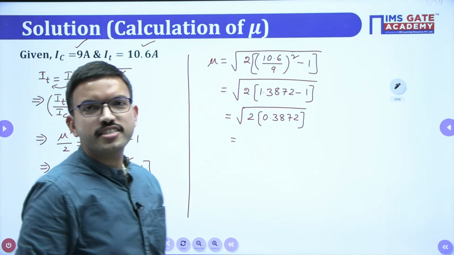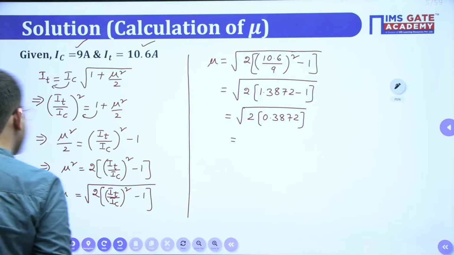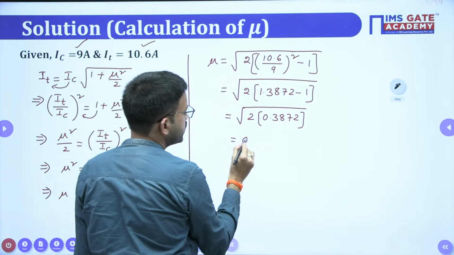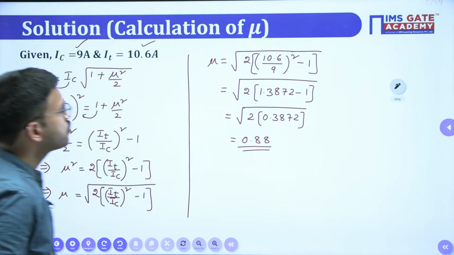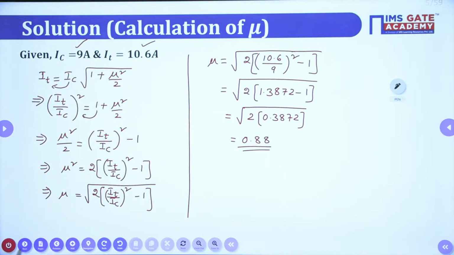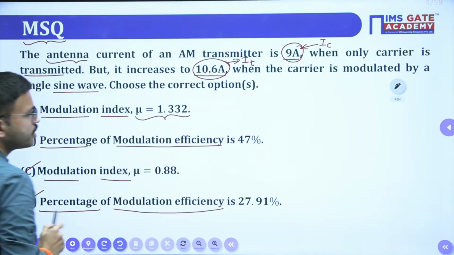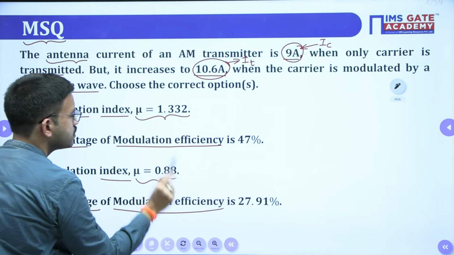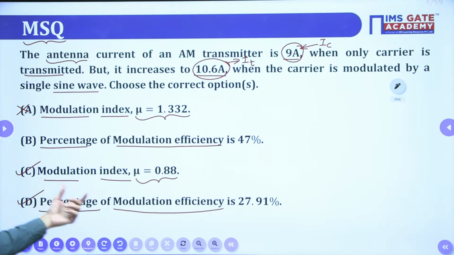Yes, very good evening, Mayank. You just do the calculation by using Calc, you will get 0.88. So this is the modulation index. Modulation index is 0.88. So that means if you observe one choice they have given 1.332, another choice they have given mu equal to 0.88. So you can eliminate option A. So you are having option C is correct.